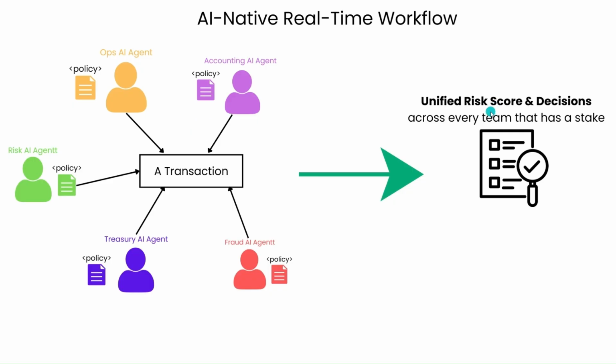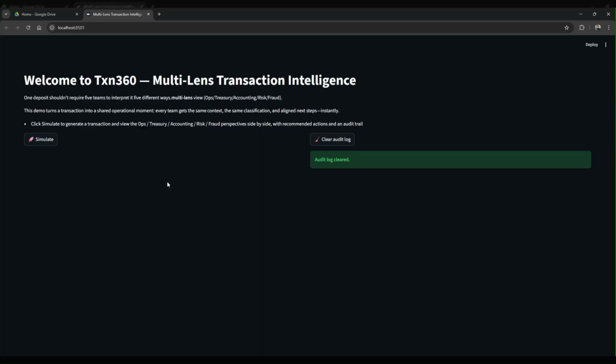And the result is a unified risk score and a decision brief. So we have one shared view of the transaction with coordinated recommendations and next actions across every team that has a stake. Now, let's see the system in action by simulating a few transactions.